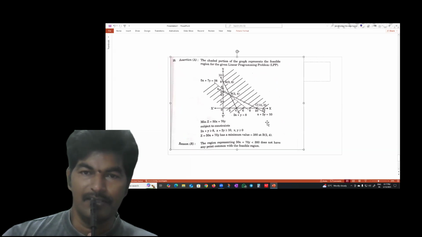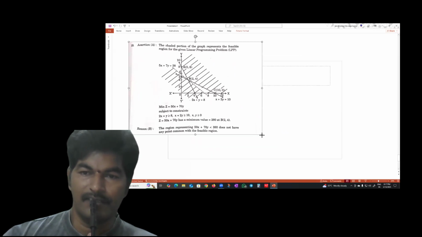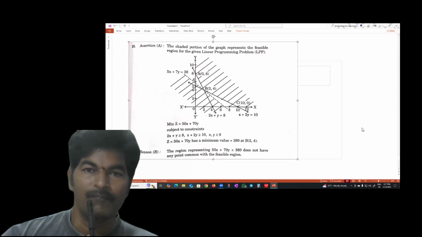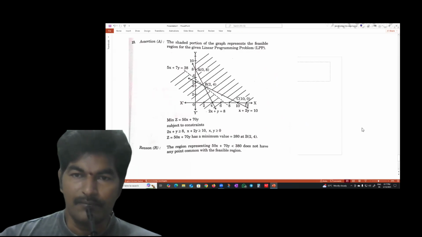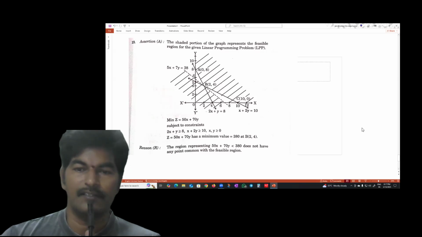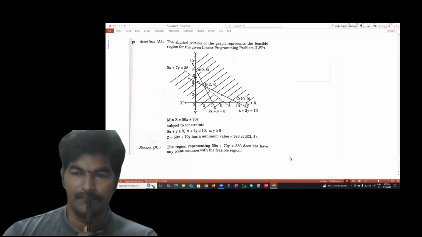And 19, 20, you know, these are assertion reasoning type of problems. So the shaded portion, okay, the shaded graph represents the feasible region. Okay, you can analyze this one, 19 and 20.